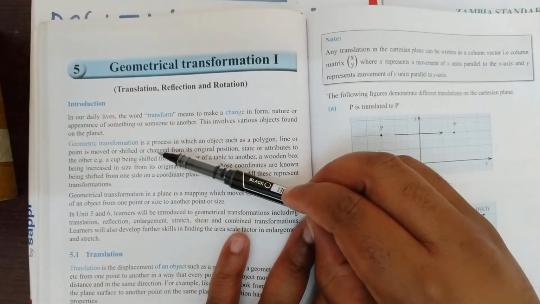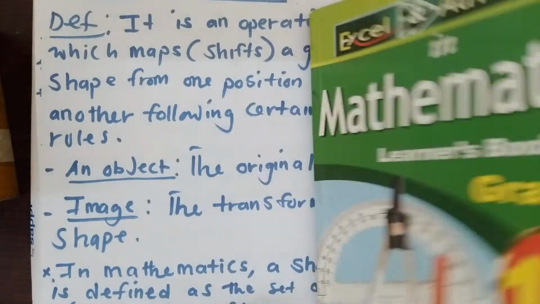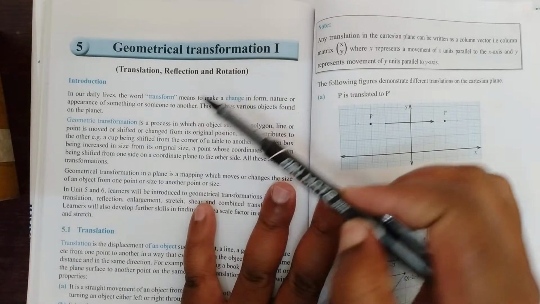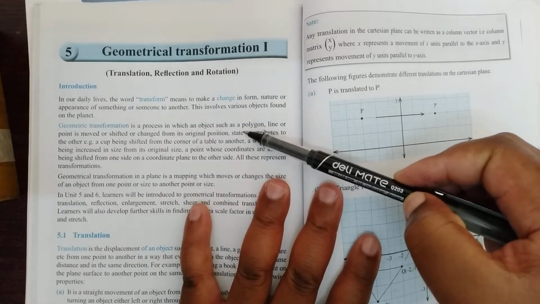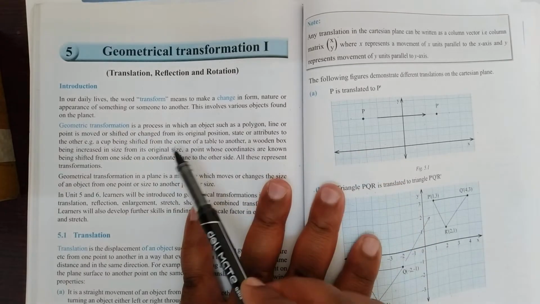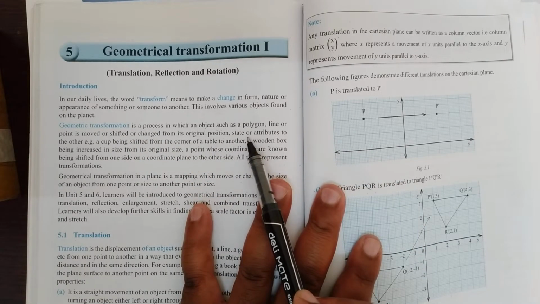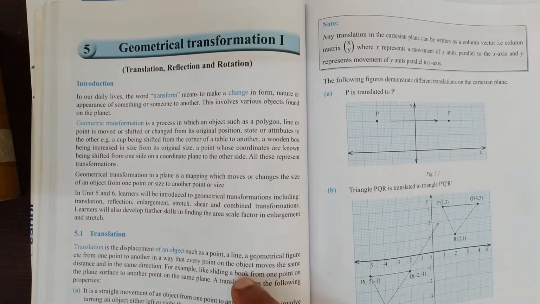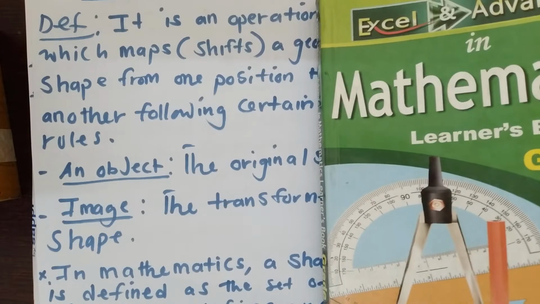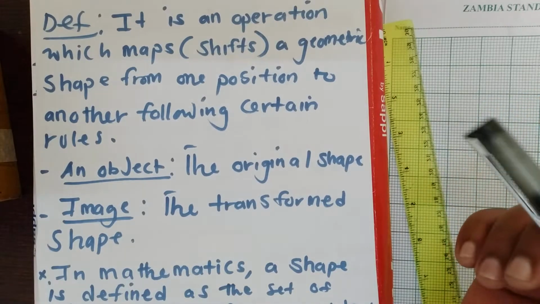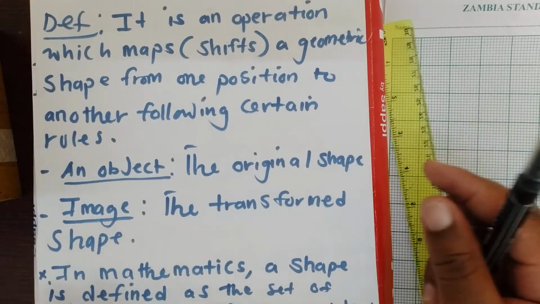We can also look at this definition in this book. They are saying geometric transformation is a process in which an object, such as a polygon, line, or point, is moved or shifted or changed from its original position, state, or attributes to another. So by geometrical transformation, we are talking about the shifting of a geometric shape from one position to another, which might also result in a change in size. Now, here we are talking about shape.